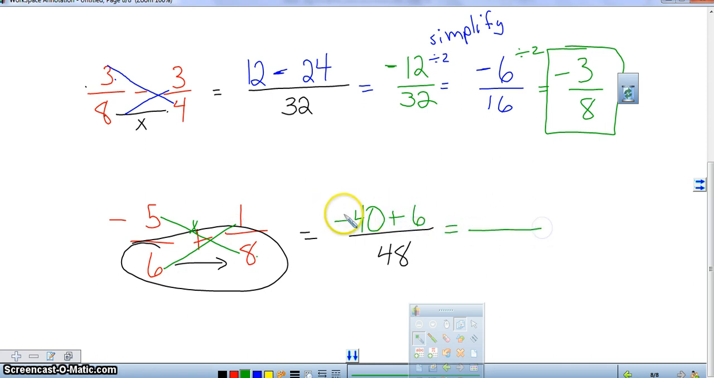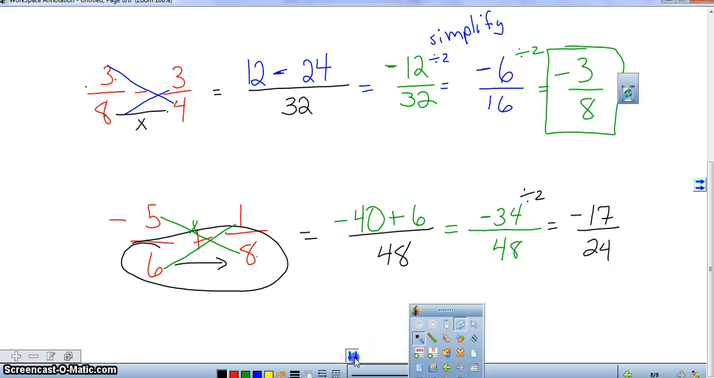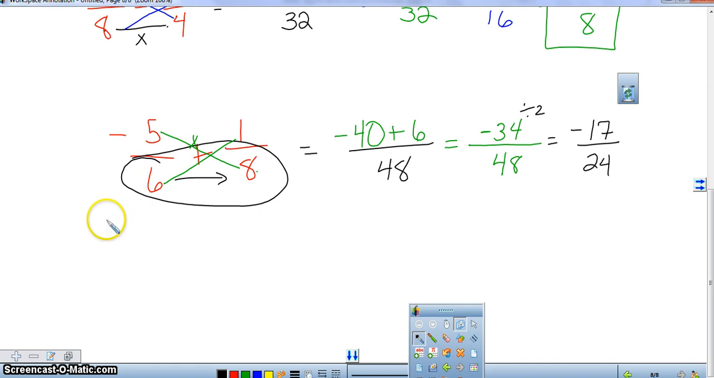So then I just add negative 40 plus 6. That's going to give me negative 34 over 48. And then I can simplify. I'm going to divide by 2. So I get negative 17 over 24. Okay, so sometimes you have positives and negatives in there, and you got to do those rules first.